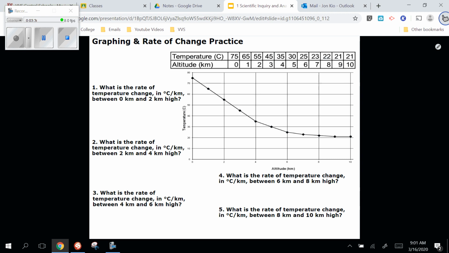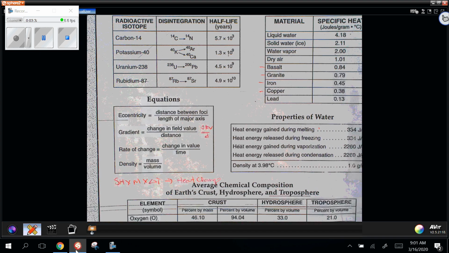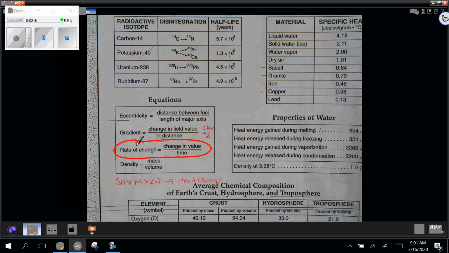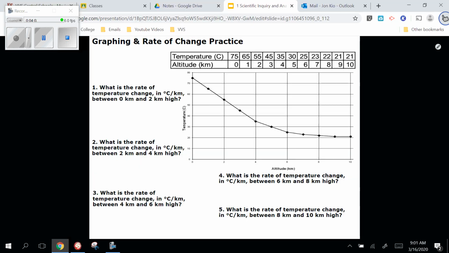All right, graphing, rate of change. If we go back to our reference tables, okay, we see that rate of change is change in value over time, right? The only thing that might change is the time, okay? It doesn't always have to be time on the bottom, and I'll show you an example of that in just a second. In this instance, our bottom number is going to be altitude, not time. Altitude, all right?